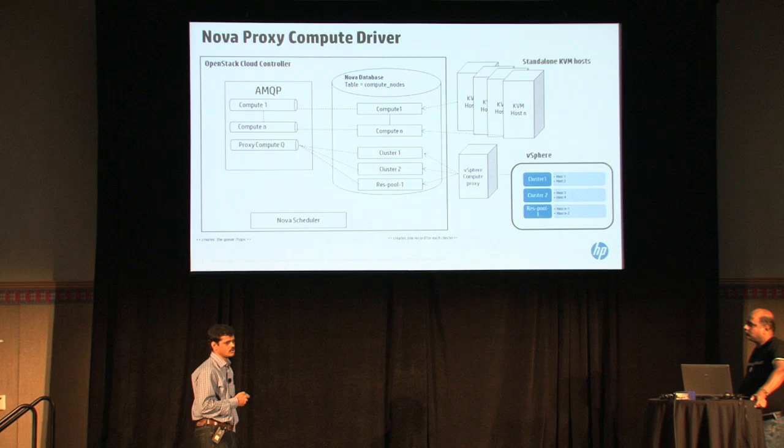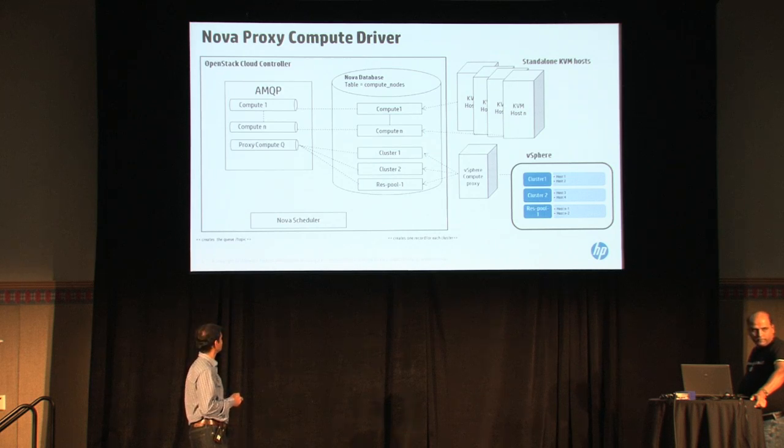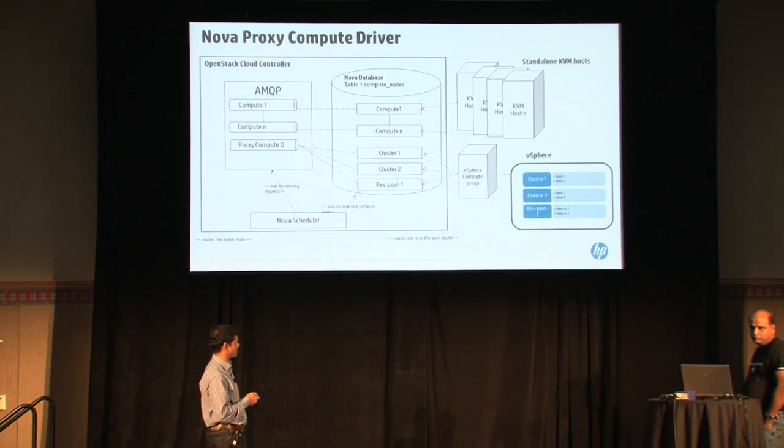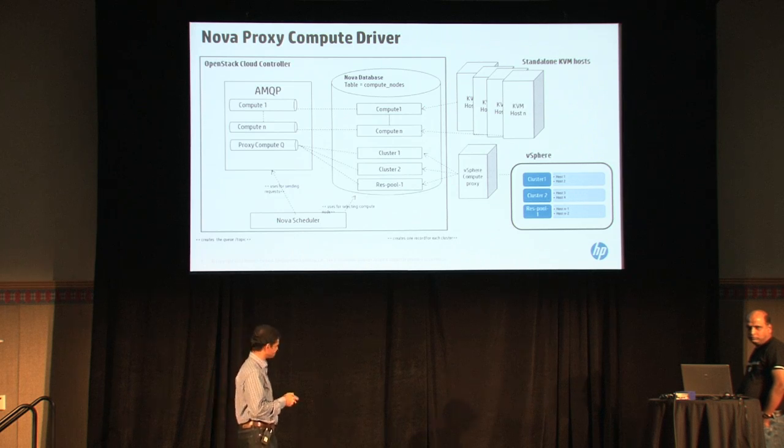So all the requests will go to this queue. Nova scheduler uses that queue if any provisioning needs to be done to this particular cluster.